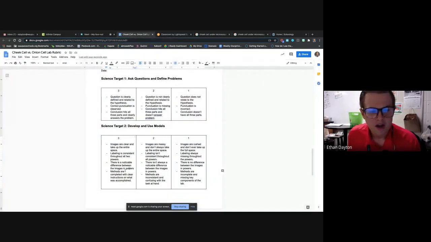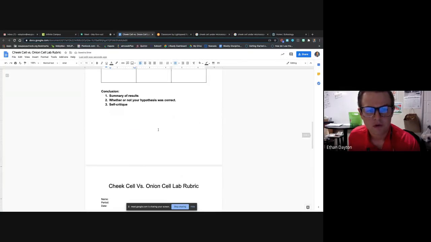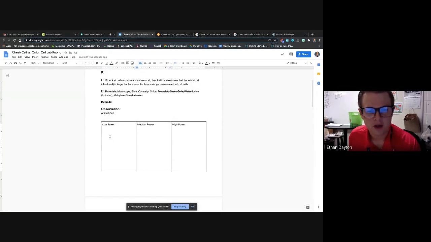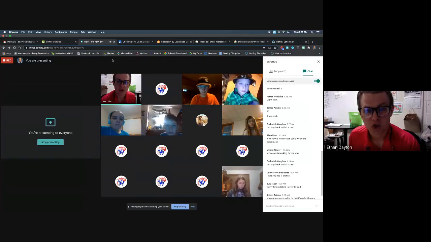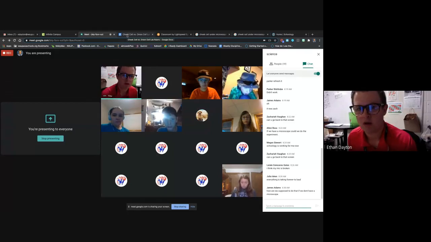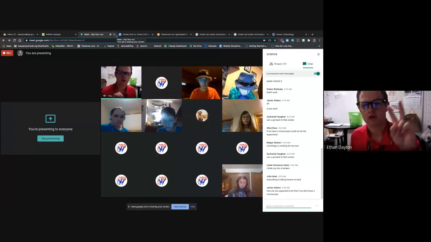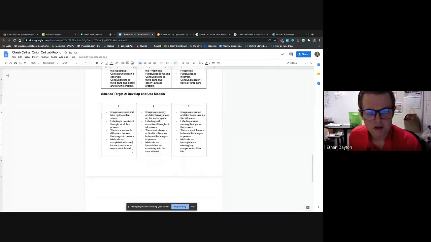Okay? Then, this is an important one. There is a noticeable difference between the images and powers. So if you draw an animal cell on low power, and then you draw an animal cell on medium power, I should be able to tell the difference in those powers. It should definitely be larger in medium power. Does that make sense? That shows me that you are understanding the difference between low and medium power. You will also need to label the nucleus, the cell membrane, and the cytoplasm. Okay, then finally, methods are completed with clear instructions on what was accomplished. We will maybe get to that.